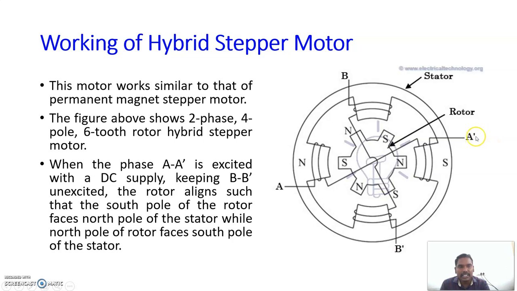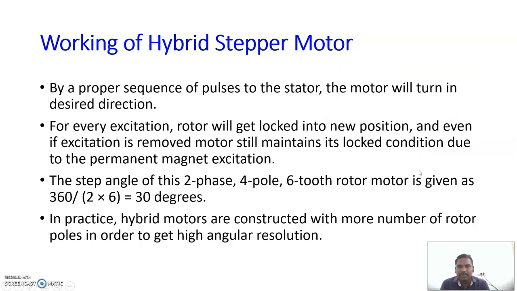So A dash is excited at a time, keeping B and B dash unexcited. Due to this excitation, the rotor is a permanent magnet. So due to this attraction and repulsion principle, they are attracted to each other.